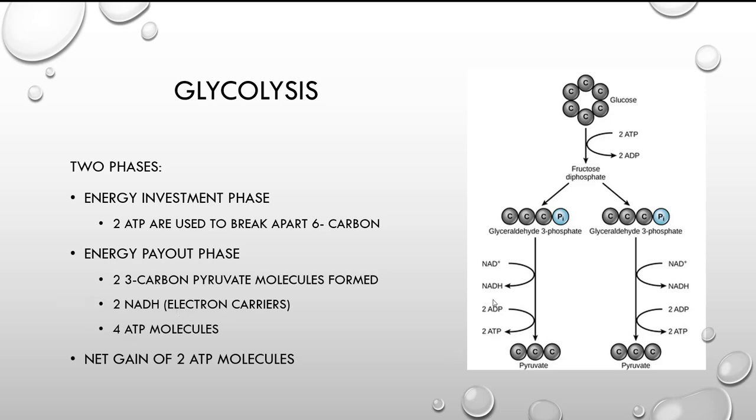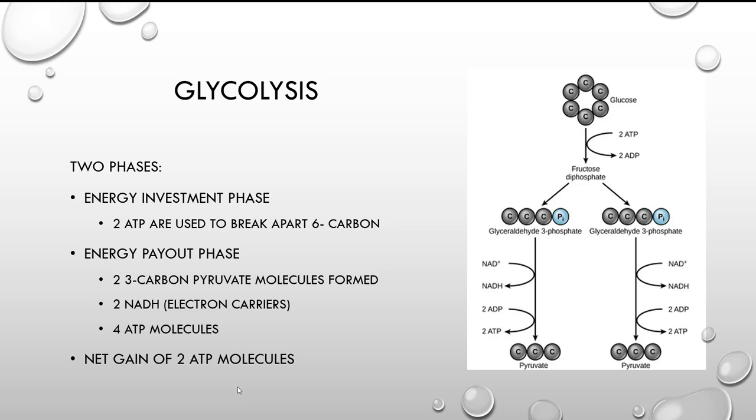We also end up with 2 ATP for each pyruvate, okay? So since we end up with 2 ATP each, that's 4 ATP total. But because we used 2 ATP at the beginning, we have a net gain of 2 ATP. So we ended up with 4 ATP, but we used 2 ATP at the beginning, so 4 minus 2 was a net gain of 2 ATP.